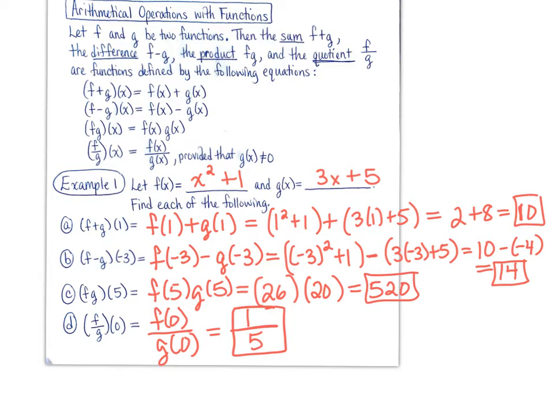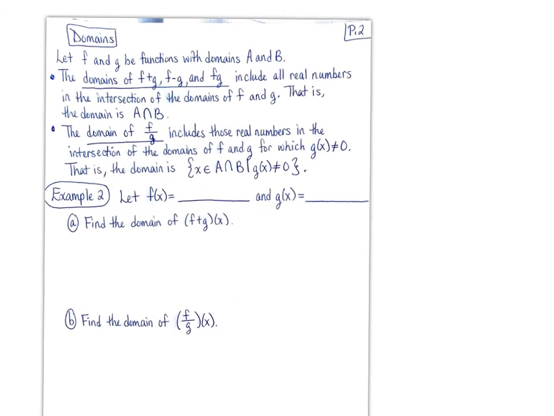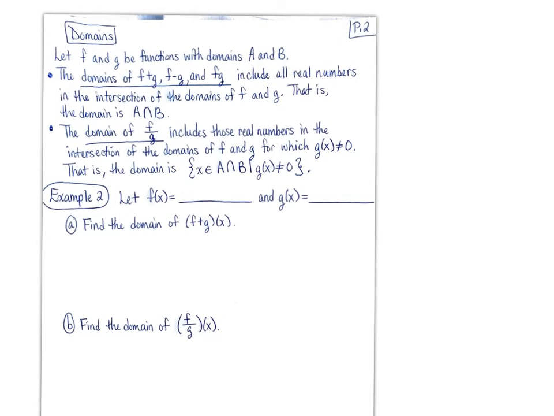Okay, now what we're going to do is talk about the domains of those new functions we introduced. The domain is the x values for a specific function. So keep that in mind. Now, let f and g be functions with domains A and B respectively. The domains of f plus g, f minus g, and f times g include all real numbers in the intersection of the domains of f and g. That is, the domain is A intersect B. So it's what they have in common, where they overlap.